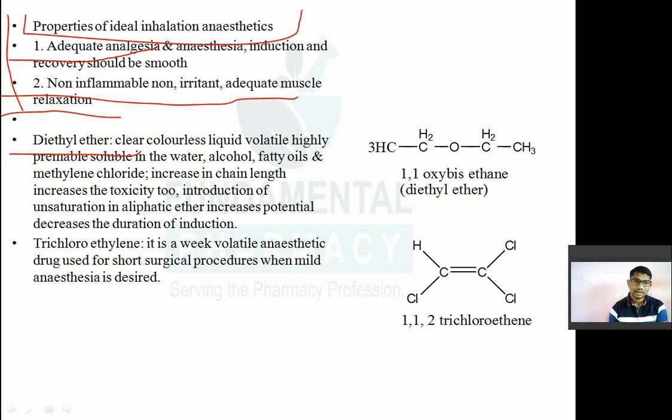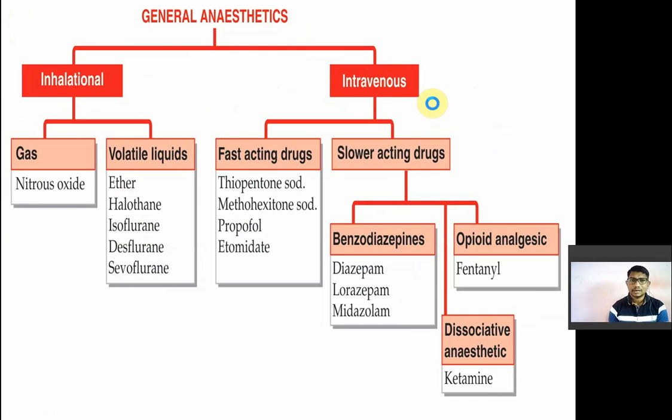Now medicinal chemistry. So diethyl ether क्या है? Diethyl ether. So it is a clear and colorless liquid, volatile. It is a clear colorless volatile liquid.